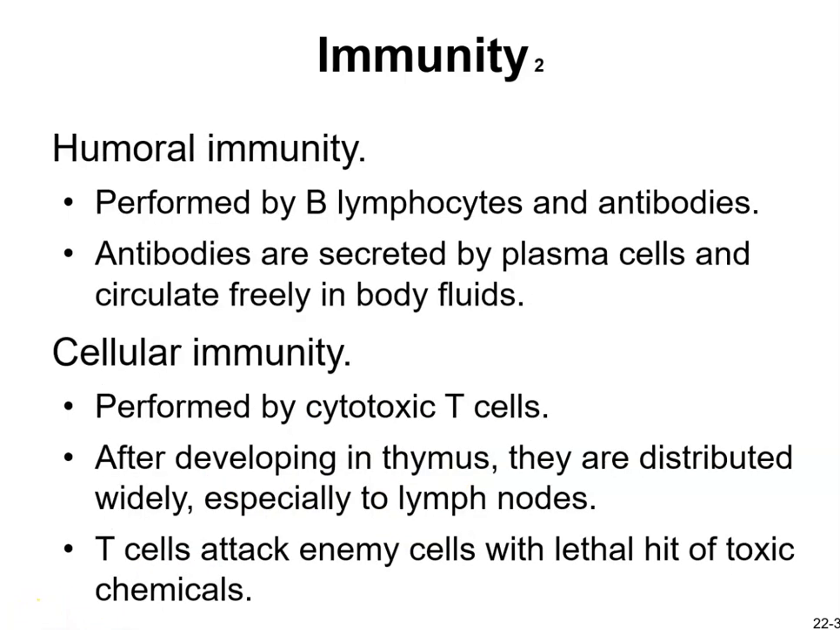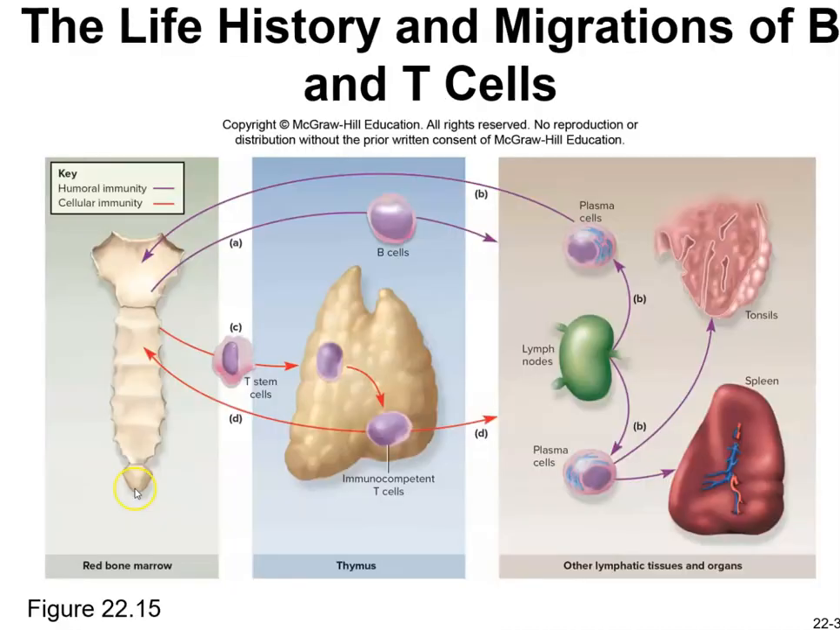All right, just to reiterate, humoral immunity is performed by B lymphocytes and antibodies. The antibodies are secreted by plasma cells and circulate freely in body fluids. Then you have cellular immunity, which is performed by the cytotoxic T cells. After developing in the thymus, they are distributed widely, especially to lymph nodes. T cells attack enemy cells with a lethal hit of toxic chemicals.